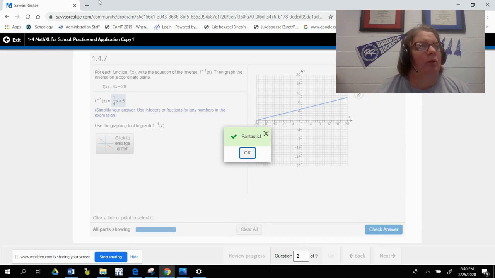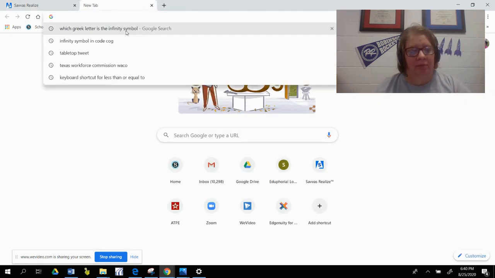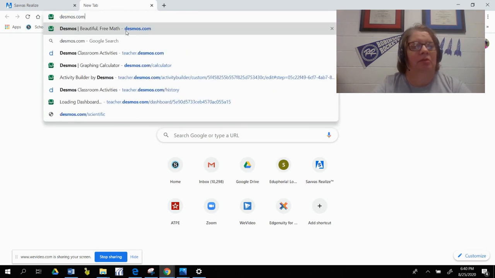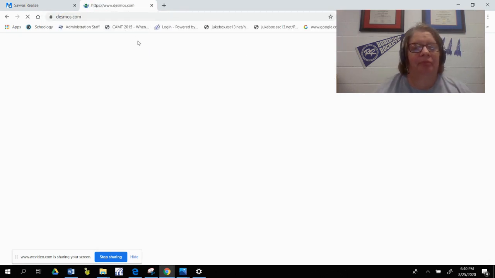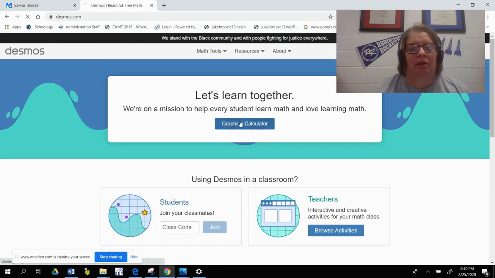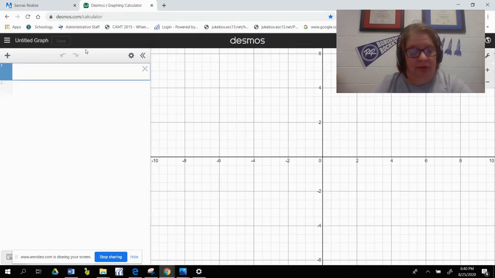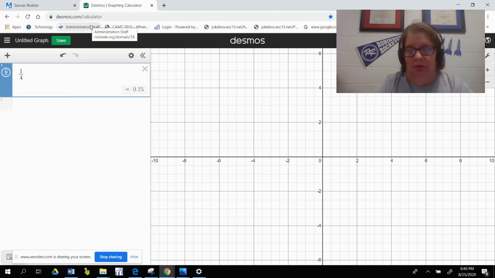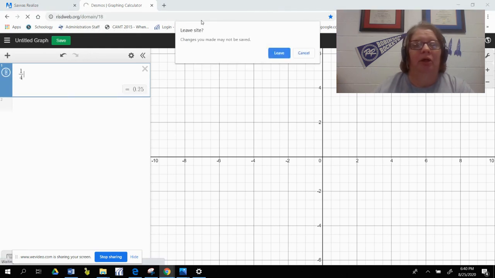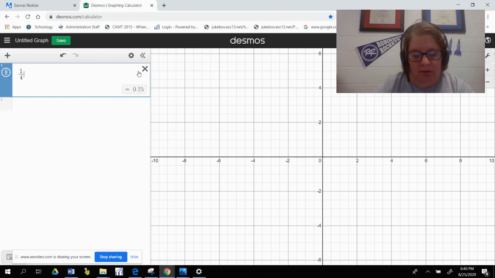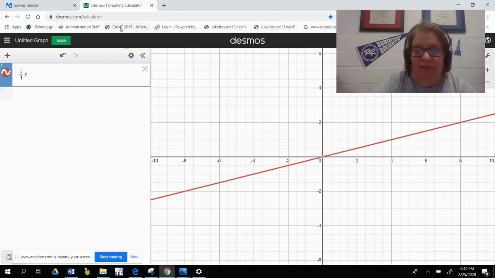Okay. What I'm talking about here with Desmos, if you open a new tab and go to your handy dandy graphing calculator. When you're working on math, I would just leave this tab open. Our equation was 1/4 x plus 5.